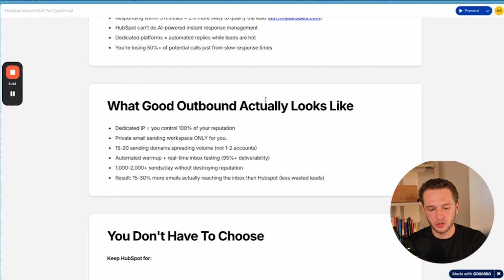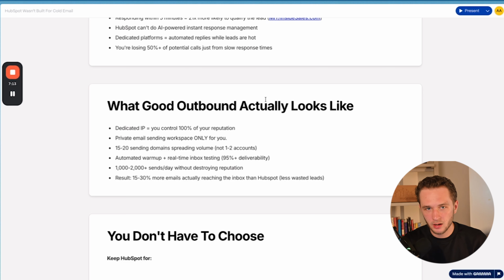So a private email sending workspace only for you is what you need, because with HubSpot, you're taking responsibility for the whole platform as a whole. And that's why your deliverability is high, I guess in conjunction with other things as well. And the way that you want to be doing it is you want to have 15 to 20 or 30, or for some people, we have hundreds of sending domains so that you can spread the volume other than just sending from your main domain that your website is on.